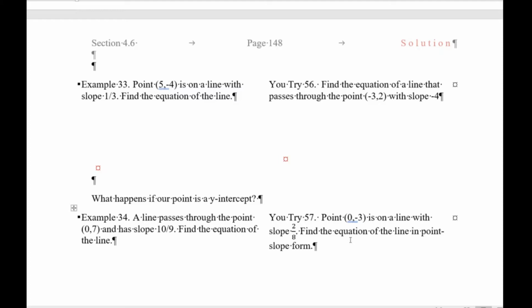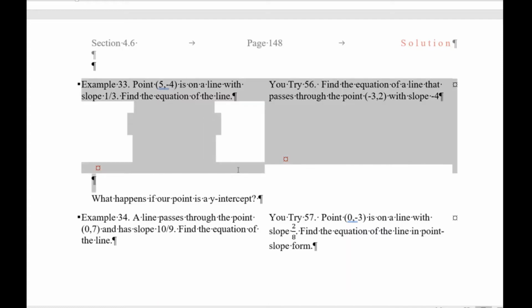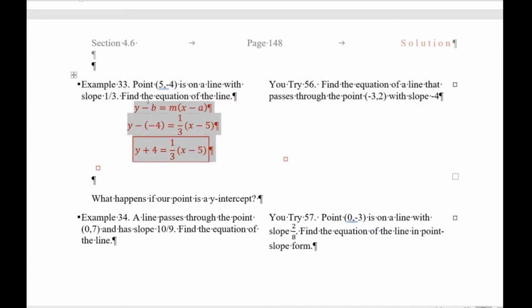Point (5, -4) is on a line with slope 1/3. Find the equation of the line. You can pause here if you want to give it a go. My work shows that we will use the point-slope form, y minus b equals m times the difference of x minus a. In place of b, I'm going to replace it with negative 4, with a, 5, and instead of m, I'll write the number 1/3. After this, I just need to simplify subtracting a negative 4 by adding 4, and I can box this as my answer.